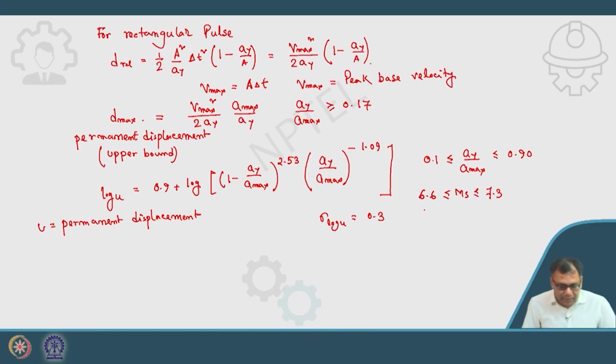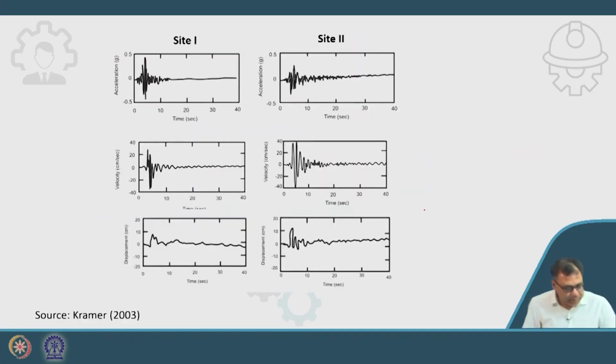Now, let me solve one small example problem. For a site 1, here I have the A max value. You can see this is my maximum acceleration here. If this is your acceleration time history, the max value is around 0.45 g, and for the velocity of this earthquake, you can see it is around 38. So the maximum or peak velocity is 38 centimeter per second, and A max is 0.45 g.